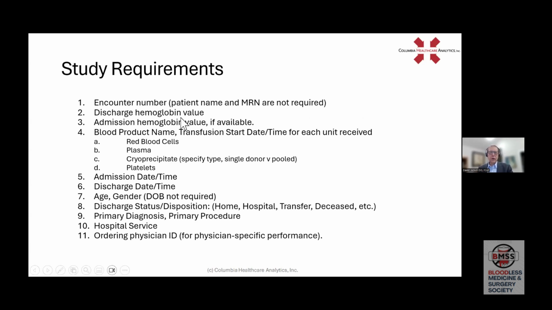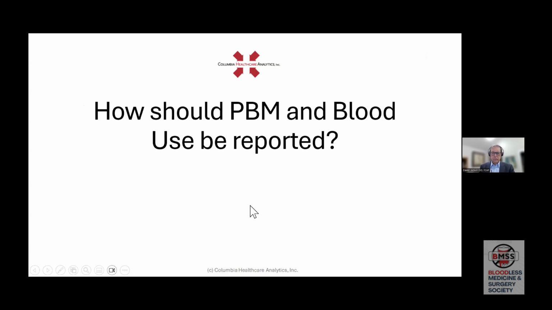We're just looking at the discharge hemoglobin, the admission hemoglobin, if available, the various components, the admission and discharge date and time, the age, gender, discharge status or disposition, the primary diagnosis, hospital service, and then the ordering physician identification.